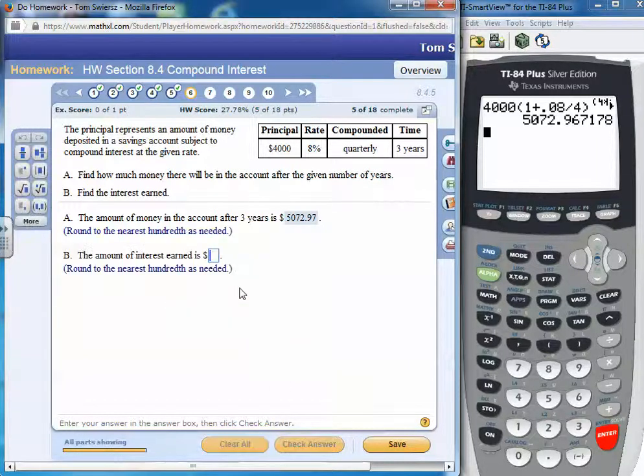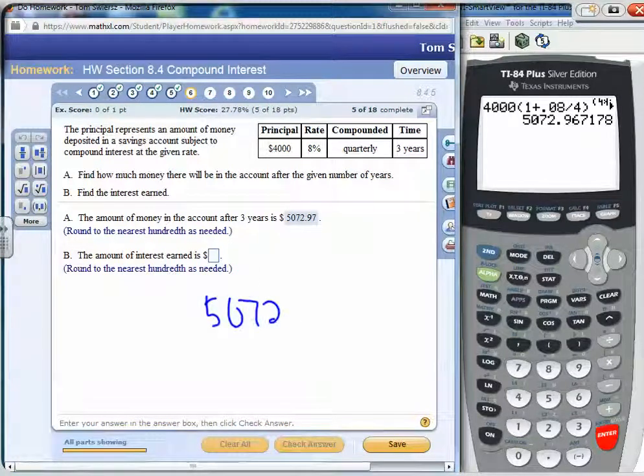Again, rounding to the nearest hundredth is cents, right? 2 decimal places, so again, we have 5,072.967, so there's the hundredths. We have a 7, so we round up. That's how we round up to 5,072.97. Okay, so for the amount of interest, again, we're going to subtract the original principal.